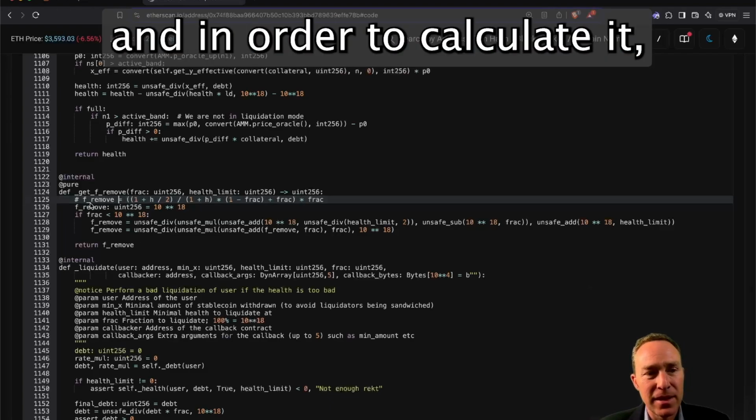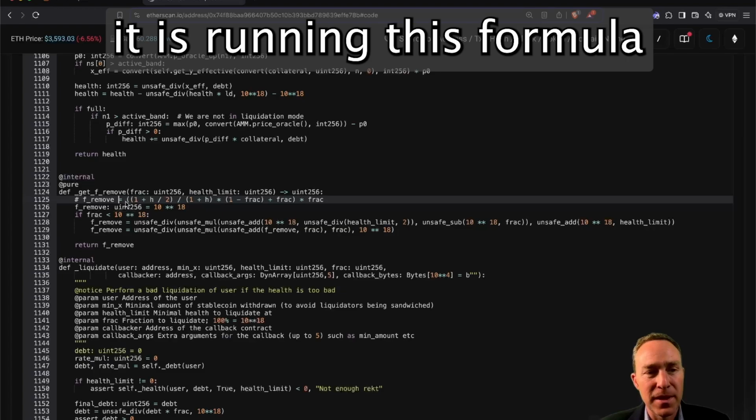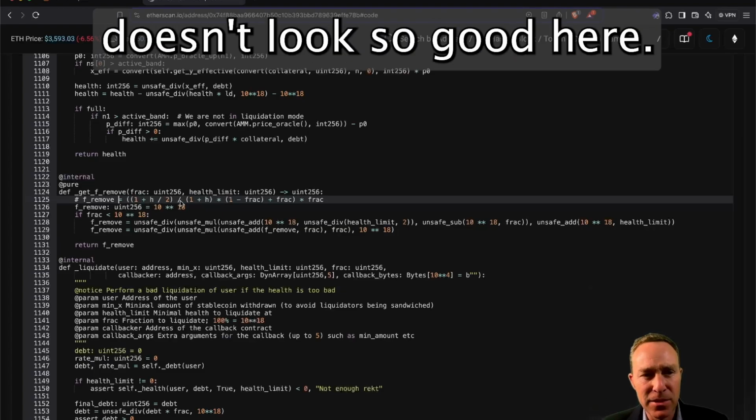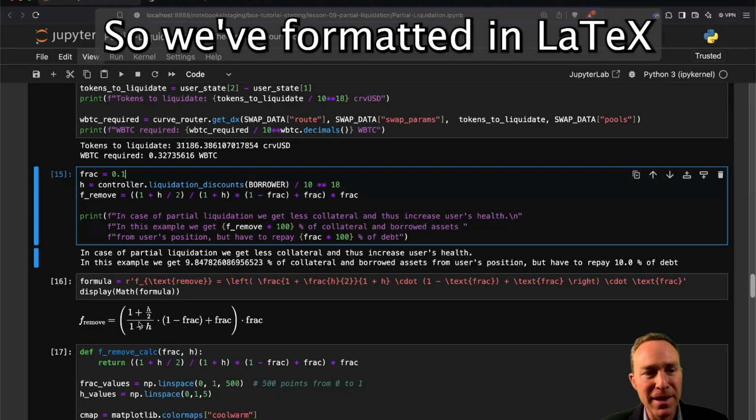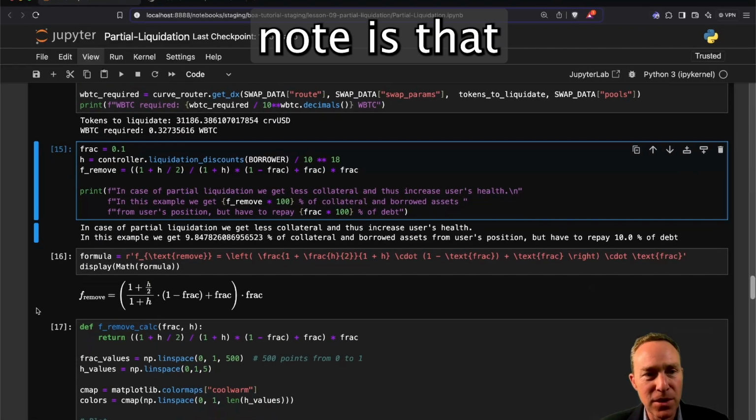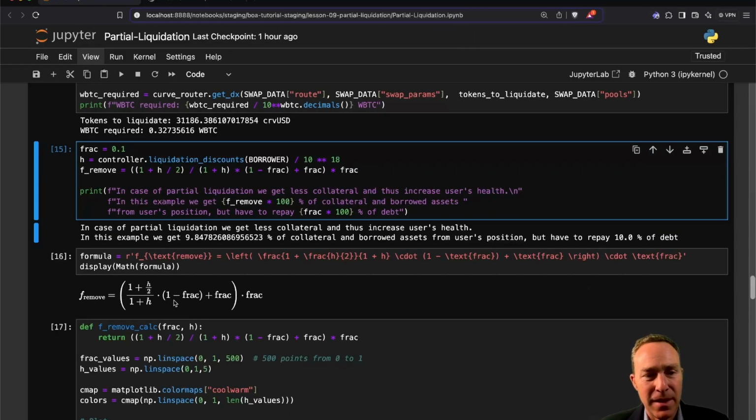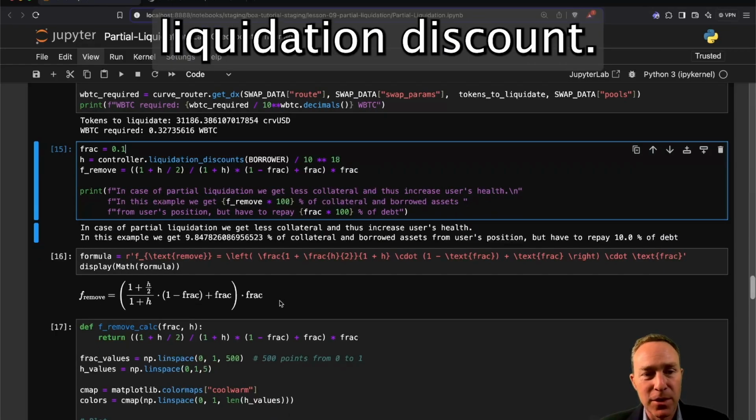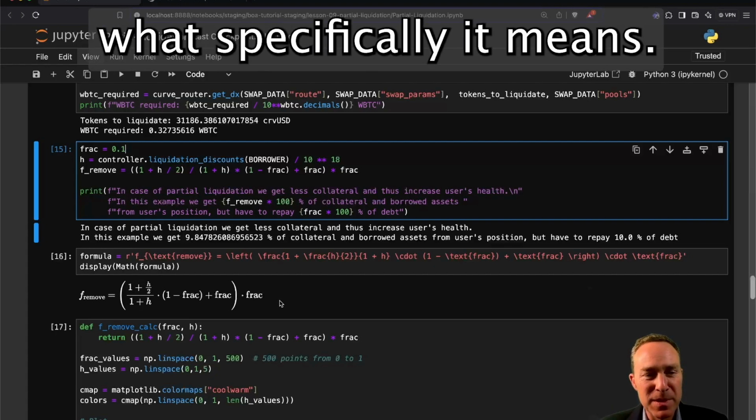And in order to calculate it, it is running this formula, which is 1 plus h over 2, and so on. It doesn't look so good here, so we've formatted it in LaTeX for you to see it much more easily. The important thing to note is that frac is the fraction. H represents this particular liquidation discount, and we're going to visualize what specifically it means.